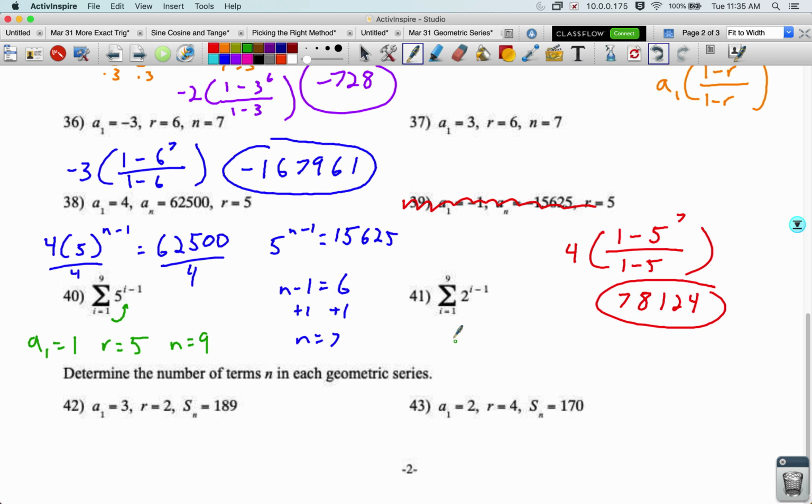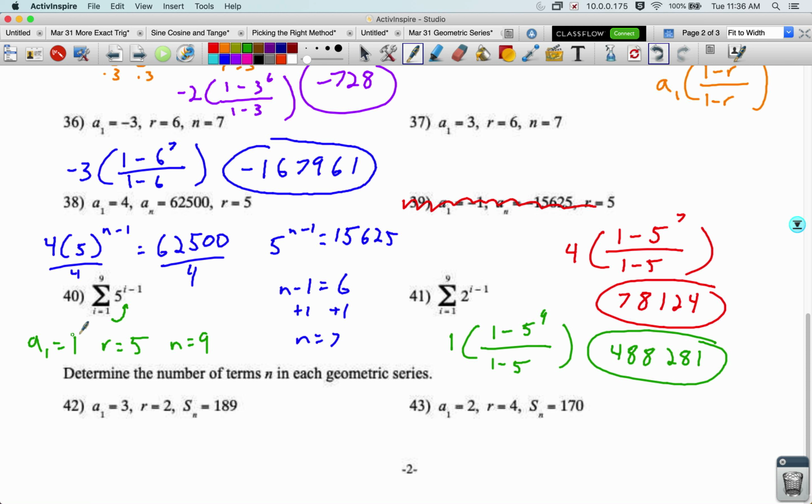All right, I'll plug that into our formula over here. 1 times 1 minus 5 to the 9th over 1 minus 5. 1 minus 5 to the 9th divided by -4, and I get 488,281.